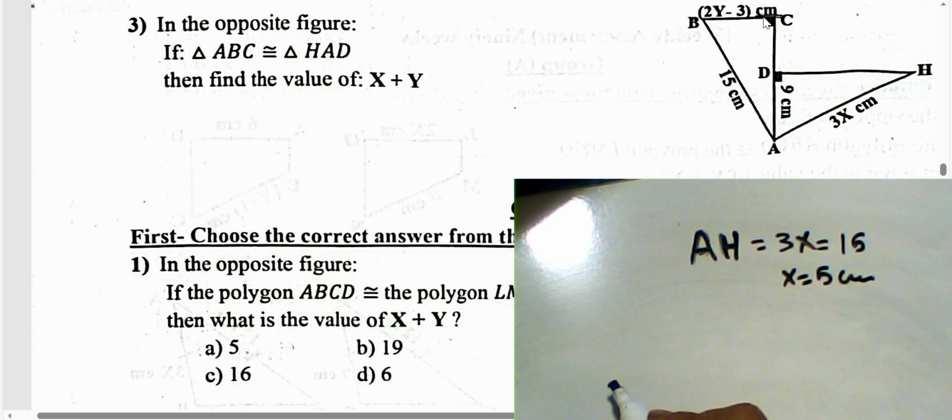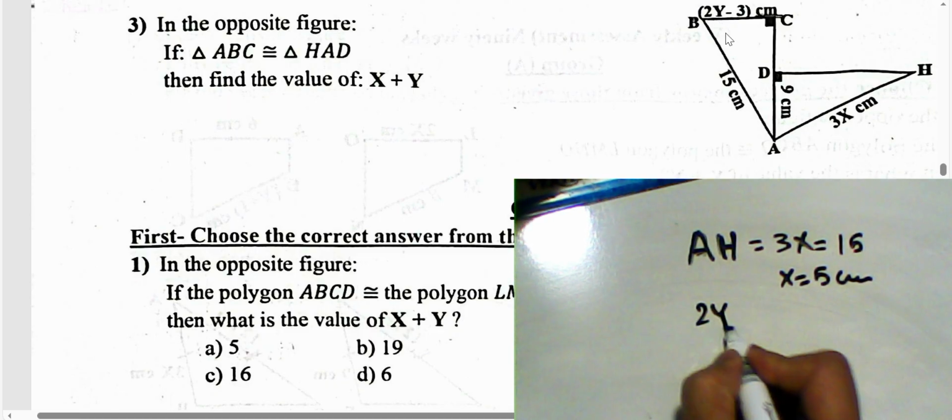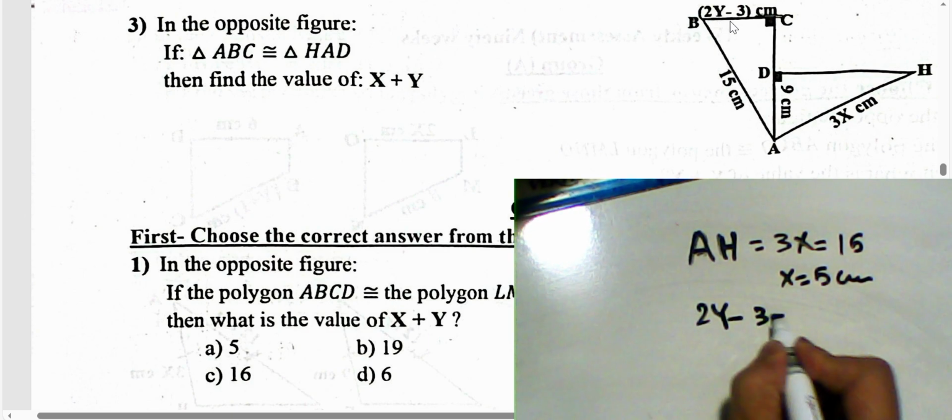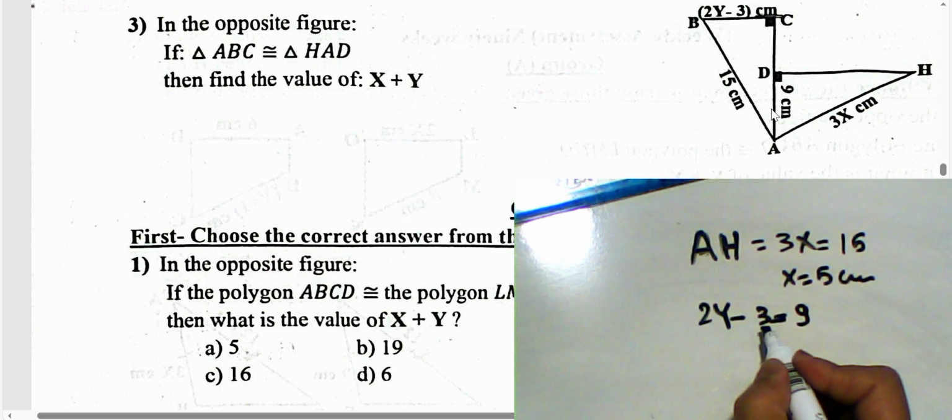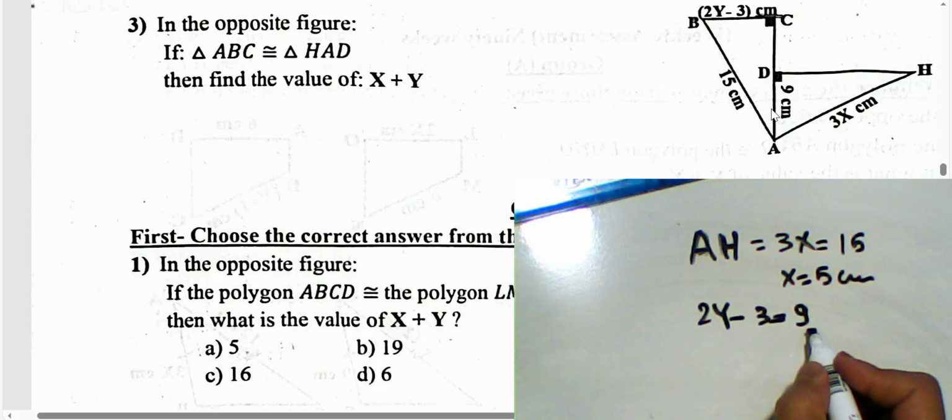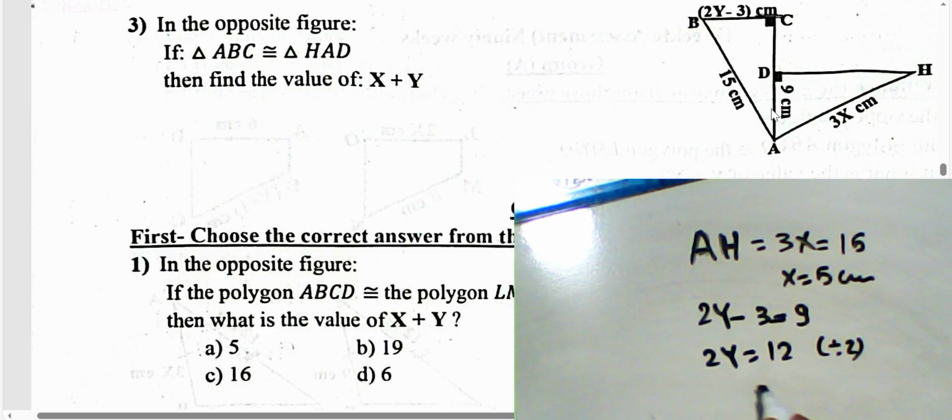Then we also have BC equivalent. BC was y minus 3, equivalent to 9 centimeters. We must move negative 3 from the left-hand side to the right-hand side and change the sign. Then 2y equals 9 plus 3, which equals 12. Then we can divide by 2. The value of y equals 6.